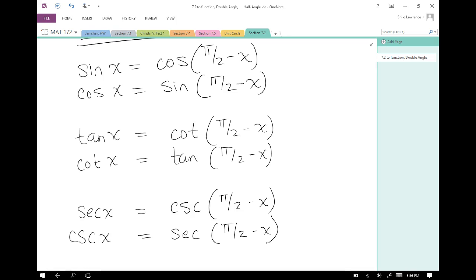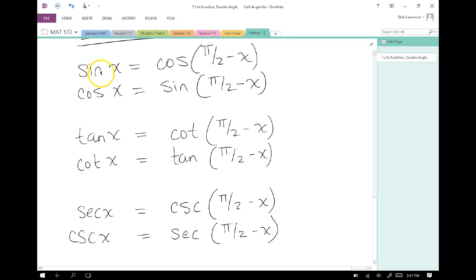So those are our co-function identities. And the trick is to remember that the angles are going to be complementary. Co-functions are for complementary. Both of those words start with CO. And then also to decide what functions to match up, we just insert a CO or remove a CO from in front of the trig function.